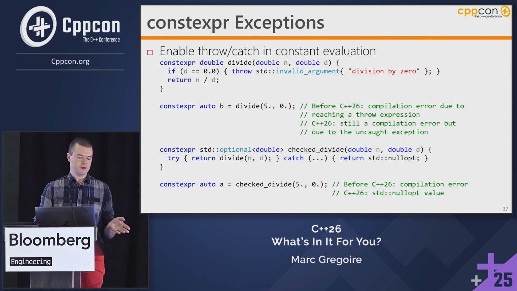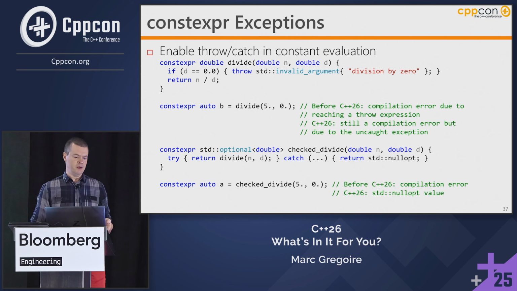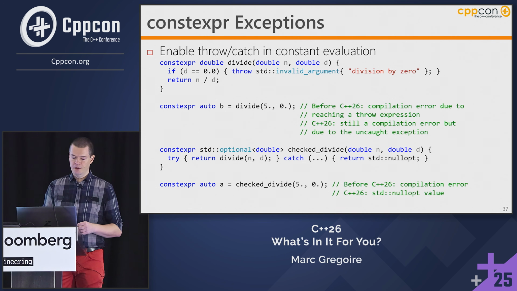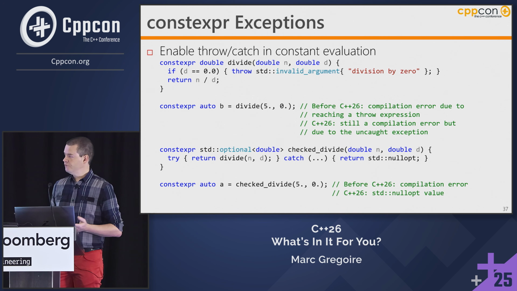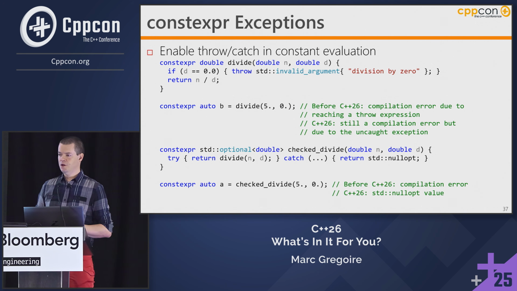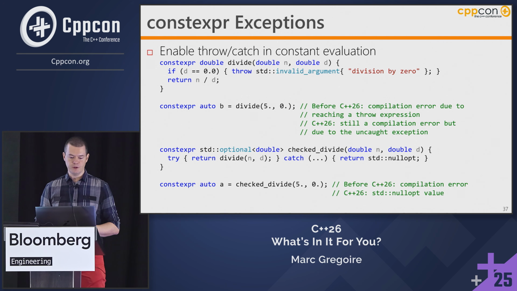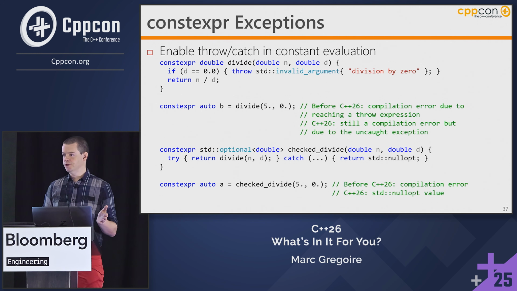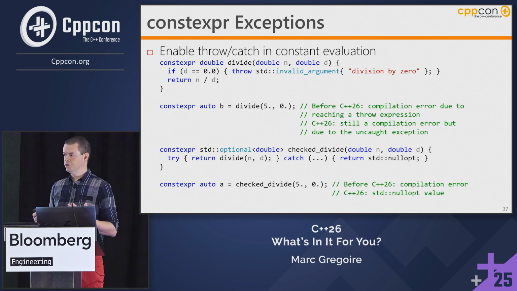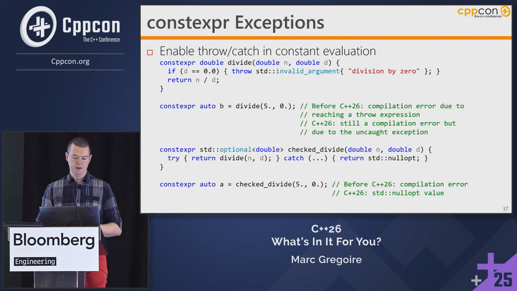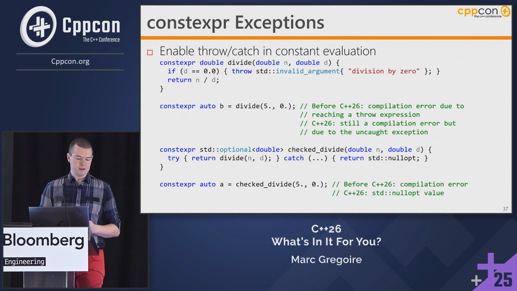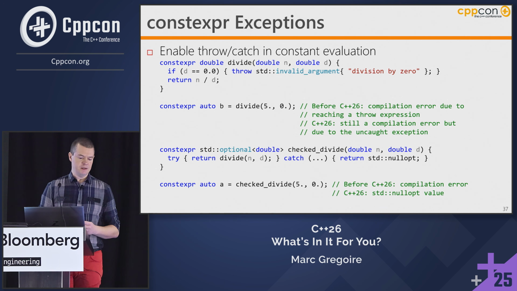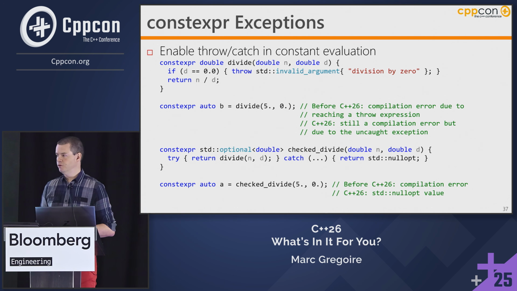So if we write another constexpr function, check_divide, and we just wrap the call to divide in a try-catch, then when everything is fine, we return the result of the division. When we divide by 0, we return a null optional. Calling it with the same arguments 5 and 0, before C++26, is still a compilation error because we're still throwing during constant evaluation. Since C++26, this will compile fine because yes, we are throwing, but we're catching it in check_divide, and we are transforming the exception into a null optional.